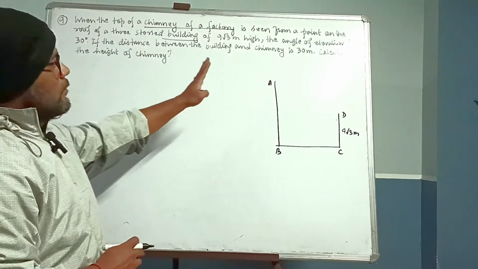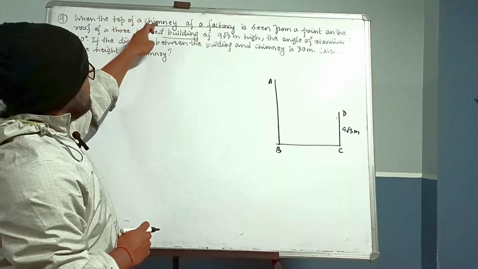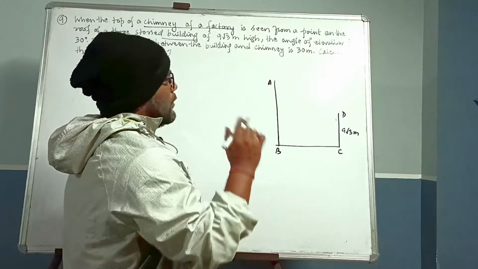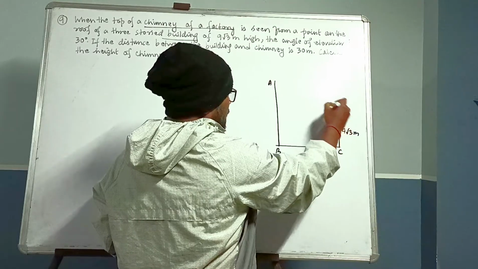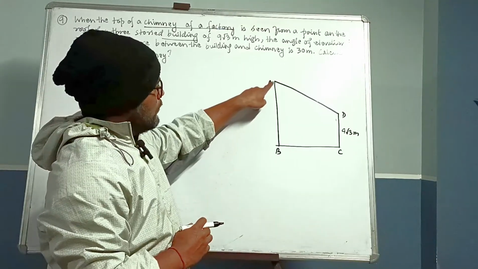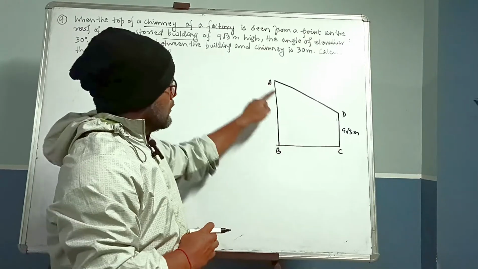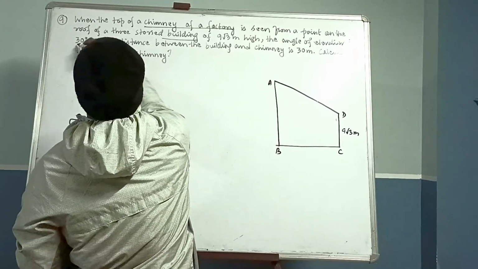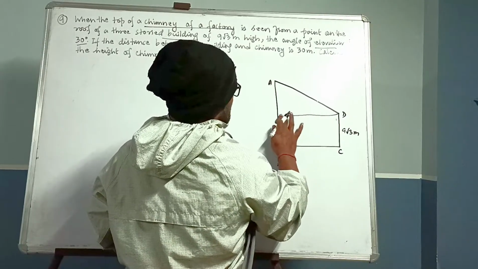Now the question says the angle of elevation is 30 degree when the top of the chimney of a factory is seen from a point on the roof of the three-storied building. That means the top of the chimney is seen from the roof of the building. So this is the roof of the building and this is the foot of the building. This is the top of the chimney and this is the foot of the chimney. So the angle is given here as 30 degree. Which angle? The angle of elevation. So draw a parallel line.